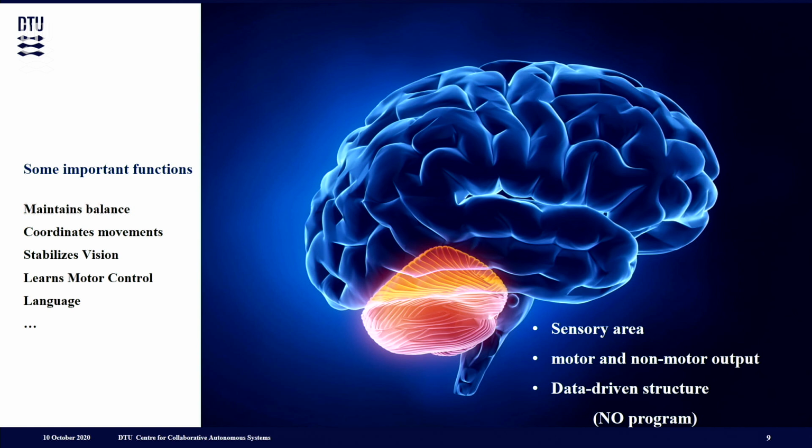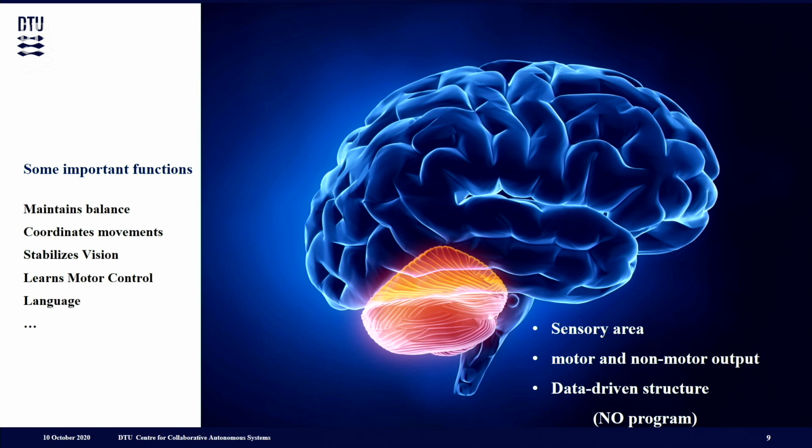But what I want to remark here is that the cerebellum is a sensory area, so it receives information from everywhere, from our body and from the external world, and it provides corrections, motor and non-motor corrections. And what is very remarkable is that it is a data-driven area or structure, which means that we don't need a program. We are born without a program. And why? Because our body is changing all the time since we are born until the end. And we don't know how it will change this body. The cerebellum just learns on the way.